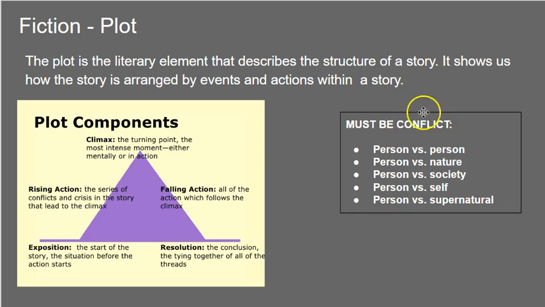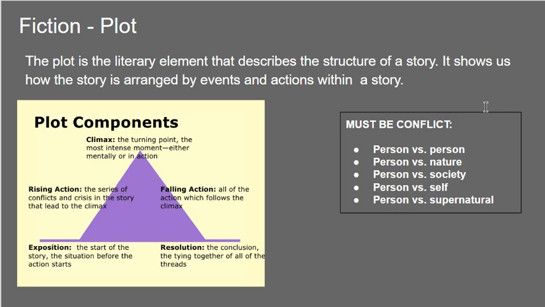So there has to be some type of conflict in the plot. It will either be a person against another person, a person, say, against nature, like a blizzard, or a tsunami. A person against society. We mean by society such as governments, laws, or the general thinking of people overall.